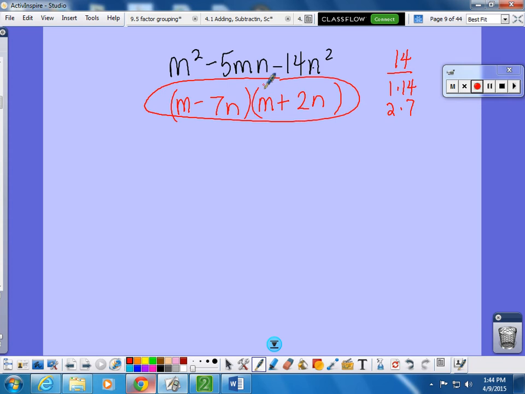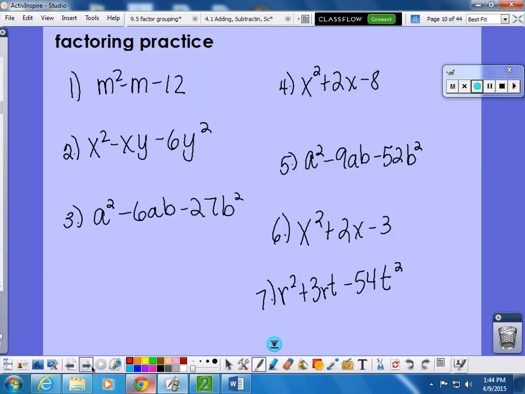Because when I pull that out, I would get 2mn and negative 7mn, and that would be my negative 5mn that I needed. Honestly, what I miss on these is I forget that at the end. I'll get concerned about what the numbers would be, and I'll forget that. So double check and make sure if you have two variables in the problem, you have two variables in the answer. All right, these are the practice problems.